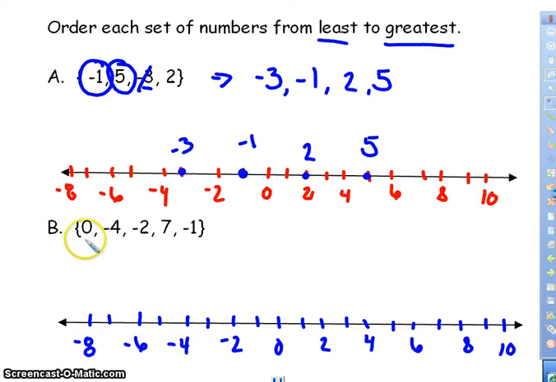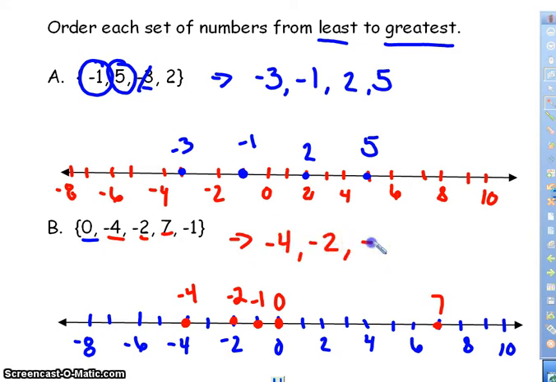okay, and I'll start with my 0, which is my neutral number. It's between the positive and the negatives, and then a negative 4, a negative 2, a 7, and a negative 1. And you'll notice when we draw these in, it just makes it so much more visually helpful, okay, to see from left to right, it's least to greatest. So my smallest number here is negative 4, then negative 2, then negative 1, then 0, then 7.